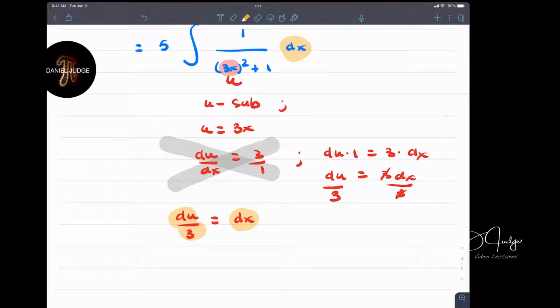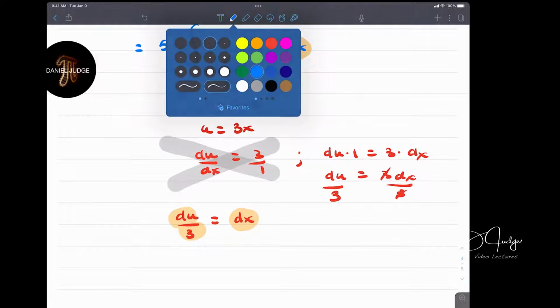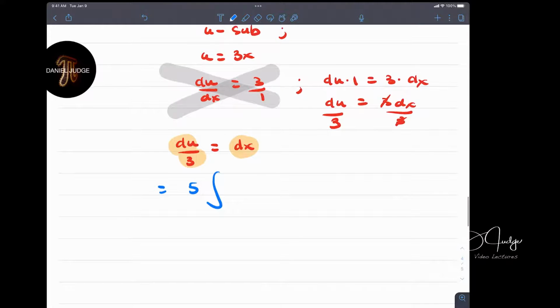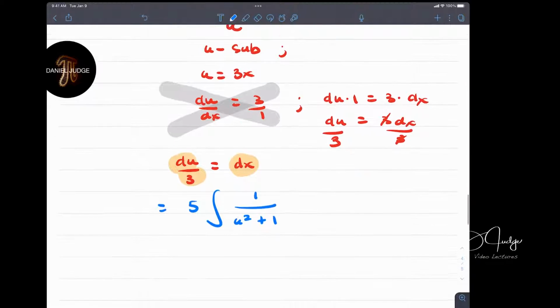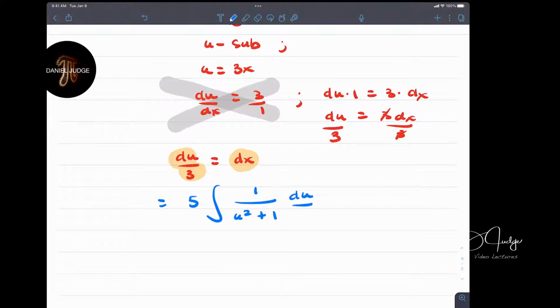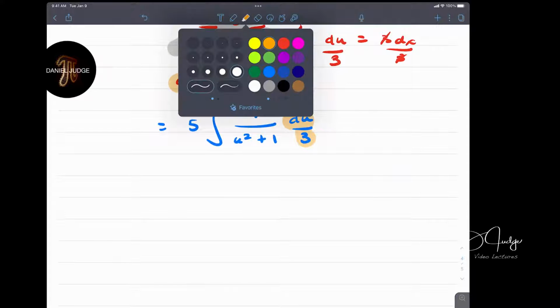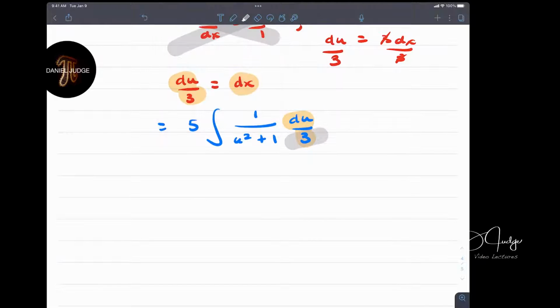There's your dx. So when you convert now, 5, 1 over u squared plus 1. Now dx becomes, that's the du over 3 that we're referring to. Right? This is du over 3. It's really dx. Now, you have a constant 3. You can pull that constant out. So you got 5/3, 1 over u squared plus 1 du.